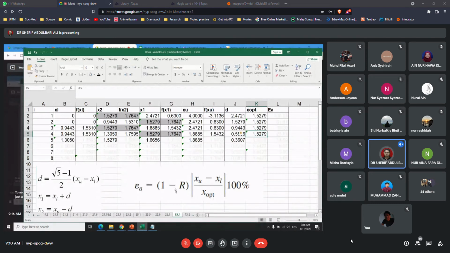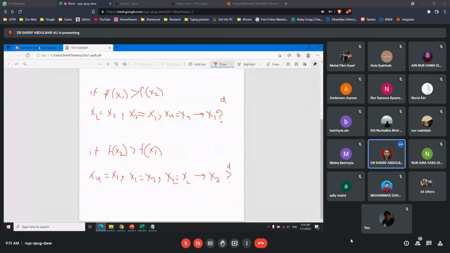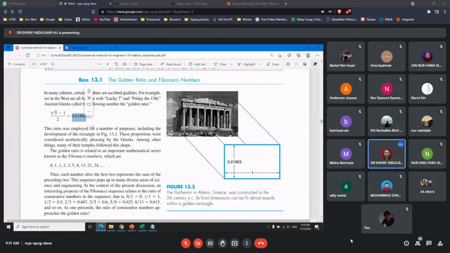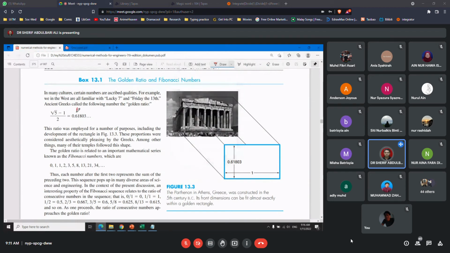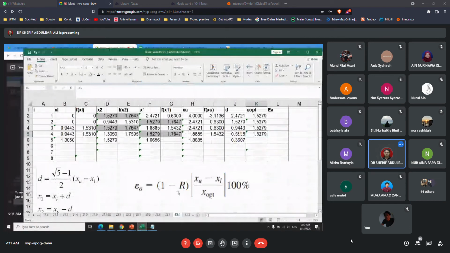The error here is not the same as calculating the roots of the equation or the relative error. There's a specific equation to calculate the error for the golden section. This is the equation: 1 minus r, where r is the golden ratio number, which is equal to 0.61803. This is the r value. So it's going to be 1 minus 0.61803 times x upper minus x lower.